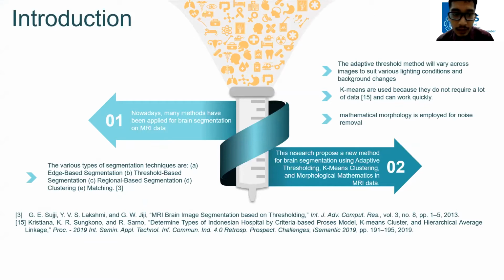Nowadays, many methods have been applied for brain segmentation on MRI data. This is a proposed method for brain segmentation using adaptive thresholding, K-means clustering, and mathematical morphology in MRI data. The adaptive threshold method will vary across images to suit various lighting conditions and background changes. K-means is used because it is a clustering algorithm that is very fast, and mathematical morphology is used to remove the noise in the image.